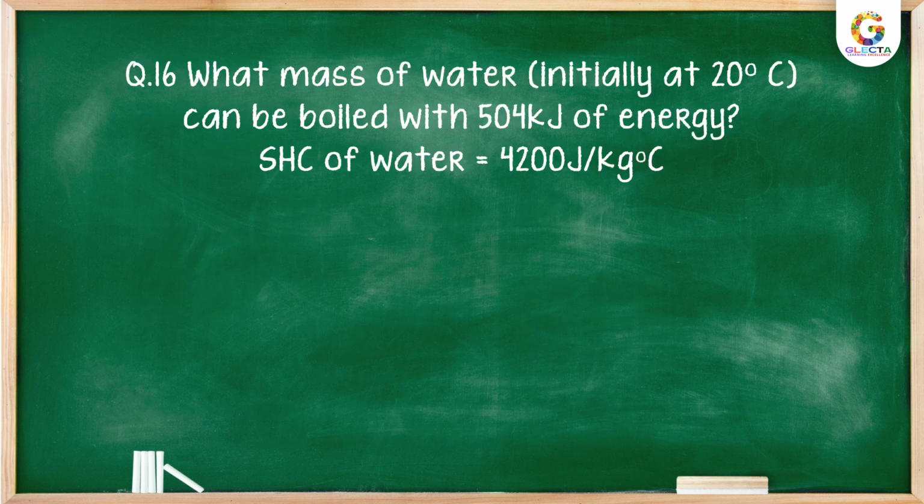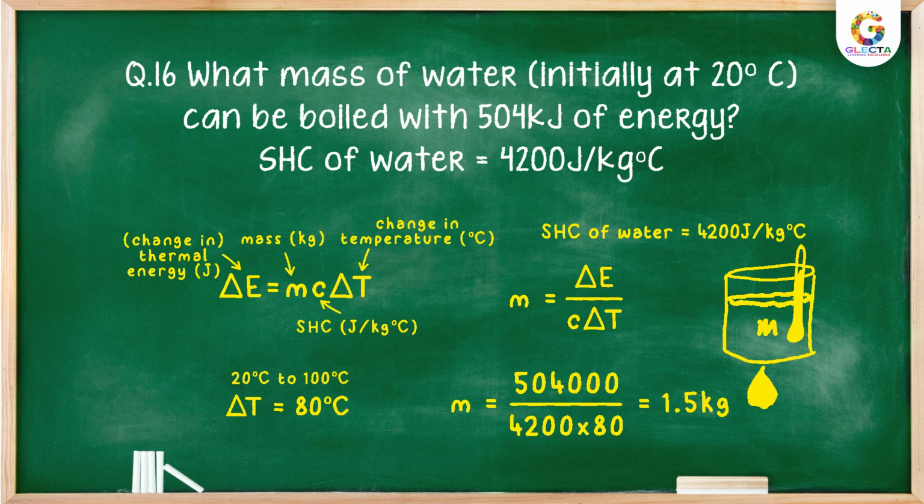Question 16. Here's the equation for specific heat capacity. That's changing thermal energy or heat equals mass in kilograms times specific heat capacity times temperature change in degrees Celsius. That's why I prefer delta T at the end personally. Anyway, what mass of water at 20 degrees Celsius initially can be boiled with 504 kilojoules of heat supplied?